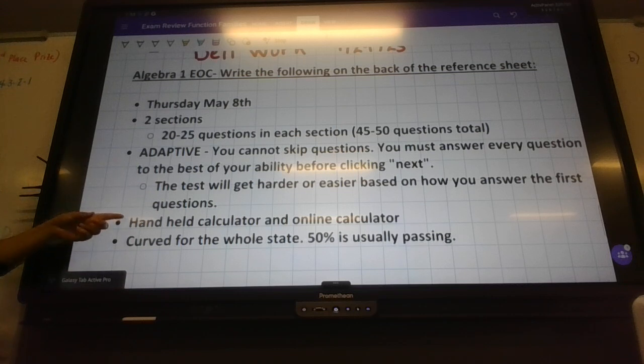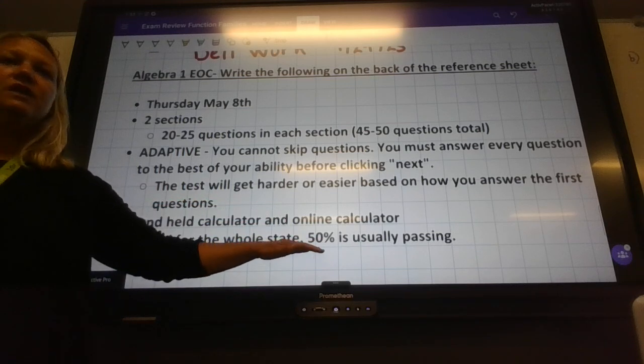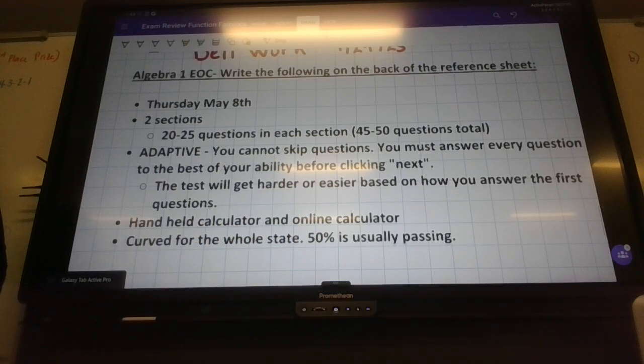I've already told you you get a handheld calculator and an online calculator. And keep in mind it's curved for the whole state. Well, typically if you can get half the questions, it's usually a passing score. That's a good chance you pass. So, and 50%, but it's not like directly like that. Some questions are worth more than others.